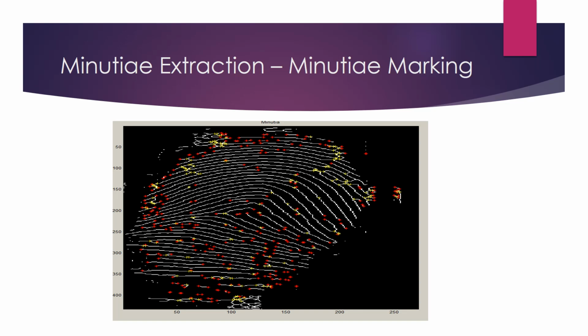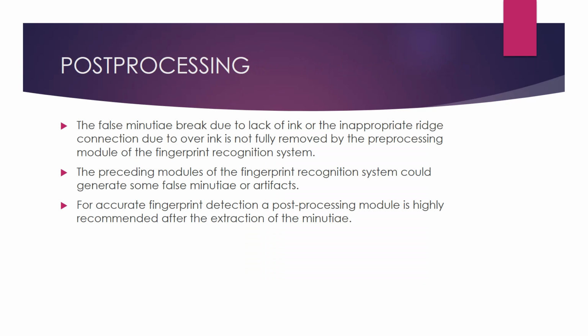So this is the output of minutiae marking. Here we can see there are some colorful points. These are the minutiae points. Next stage is the post-processing stage. The false minutiae break due to lack of ink or the inappropriate ridge connection due to over ink is not fully removed by the pre-processing module of the fingerprint recognition system. The preceding modules could also generate some false minutiae or artifacts. For accurate fingerprint detection, a post-processing module is highly recommended after the extraction of the minutiae.